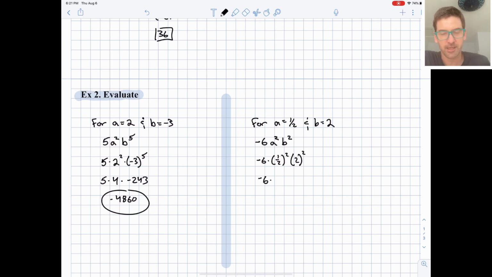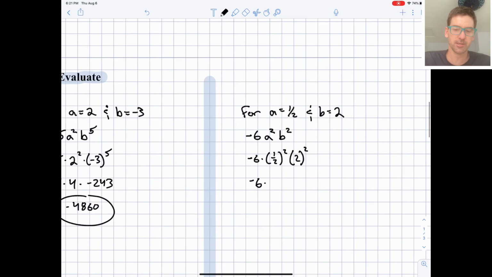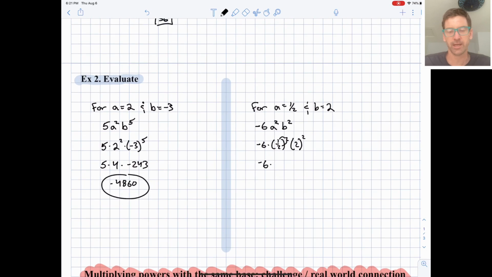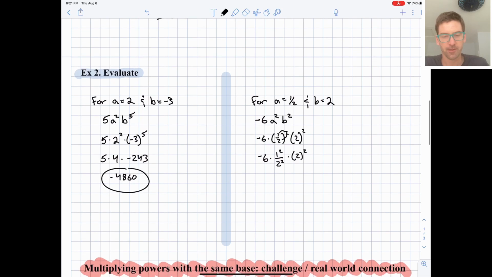We have a -6. A half squared is a quarter. So the other thing you can do, and we'll talk more about this in another video, but if you have a fraction all raised to a power, let me zoom in here so you can see. This 2, one way to think about it is it gets applied to both the numerator and denominator of the fraction. Okay? You can also just think of it, what's 1/2 squared, right? But you can think about it as 1 squared over 2 squared, and then we have this 2 squared at the end. So -6 times 1/4 times 4. So just like we predicted, these guys cancel. So our final answer is -6.